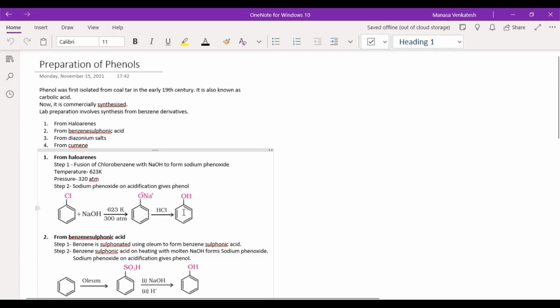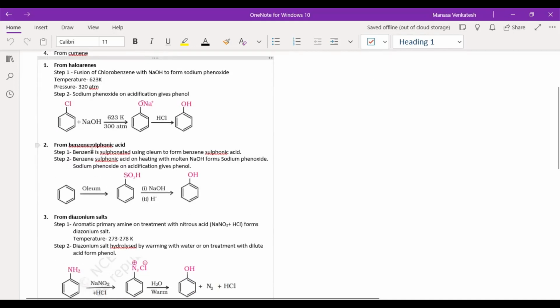for us to get a phenol. Next is from benzene sulfonic acid. So benzene is reacting with oleum. For you to remember what oleum is, recall what you learned in p block elements. So this leads to a substitution reaction by replacing the hydrogen with an SO3H. And this gives us benzene sulfonic acid.